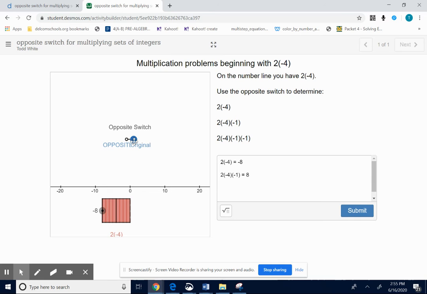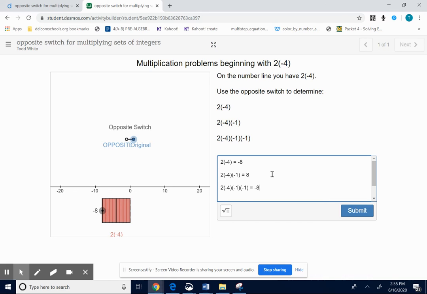So here's my 2 times negative 4 with my original. Switch it once, and then switch it a second time. That'll give me back to the original answer of negative 8. So I would type in 2 times negative 4 that I started with, multiplied by 2 more negative 1s, which is basically 2 more switches, and that will end up with negative 8.